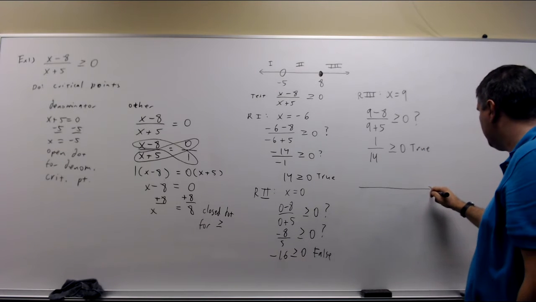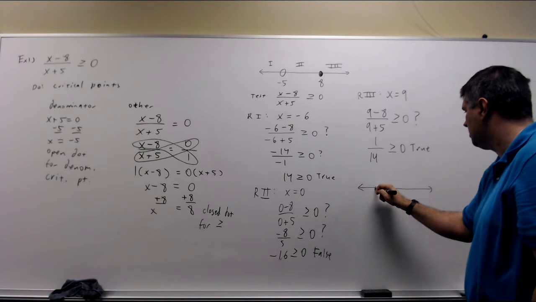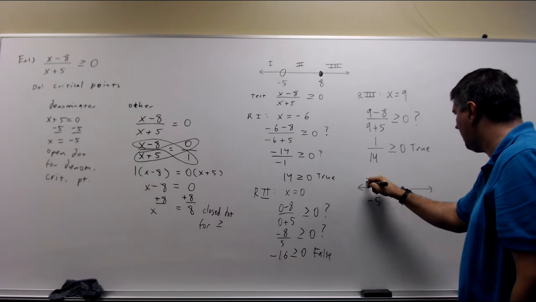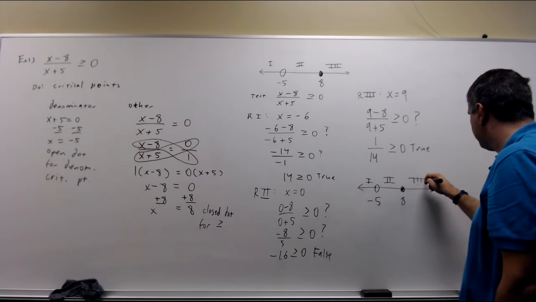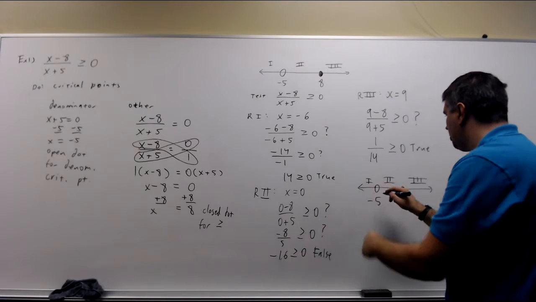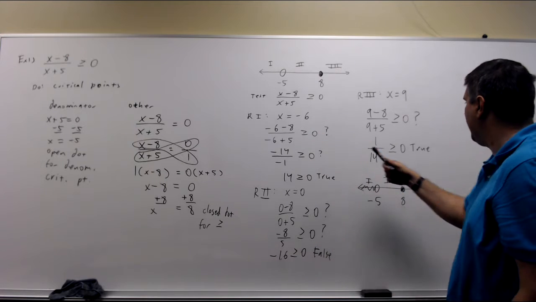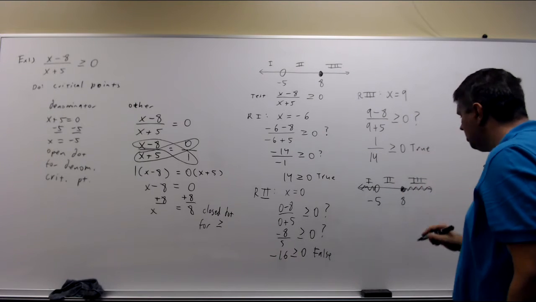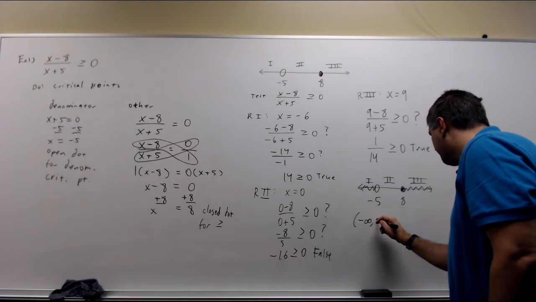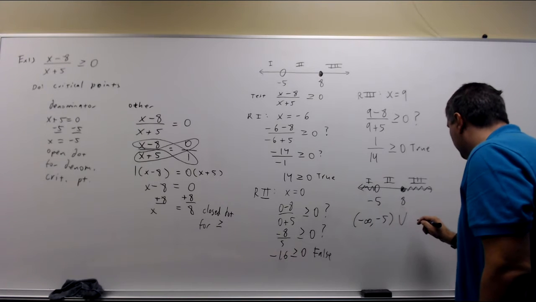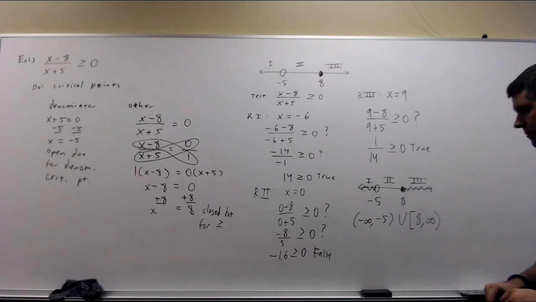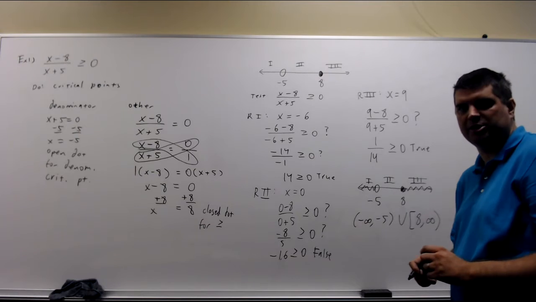So here's what we have when it's all said and done. Negative 5 and 8, region 1, region 2, region 3. You don't have to relabel them if you don't want to, but I will. Region 1 was true, and region 3 was true. So describe that using interval notation. I would have negative infinity up to negative 5, union, 8 included, all the way up to infinity. Okay, that's what you would have in interval notation.